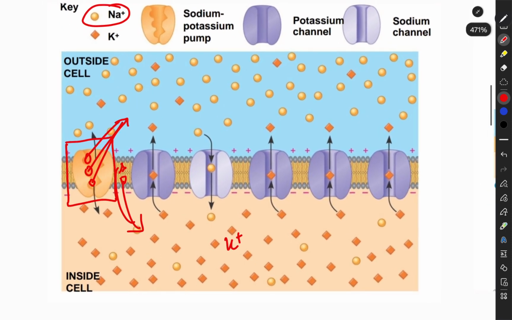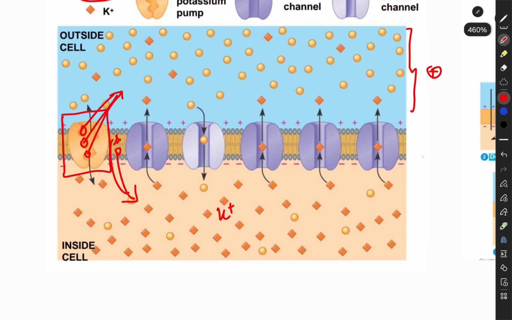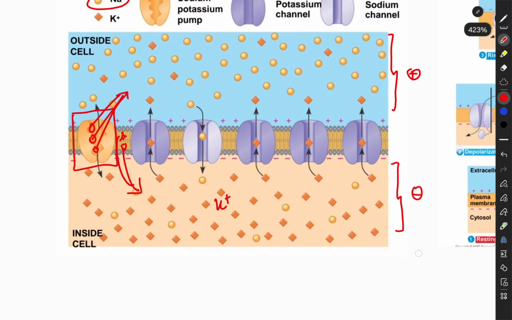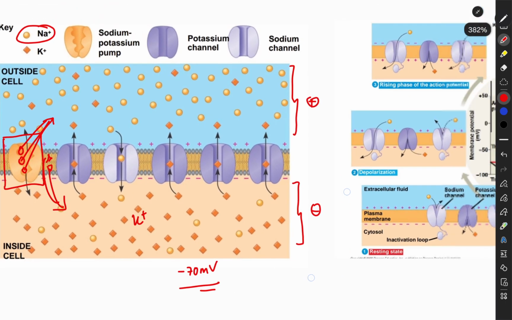So there are more positively charged ions outside of the cell compared to inside of the cell. That's why our cell membrane is at around minus 70 millivolts. It's negatively charged.